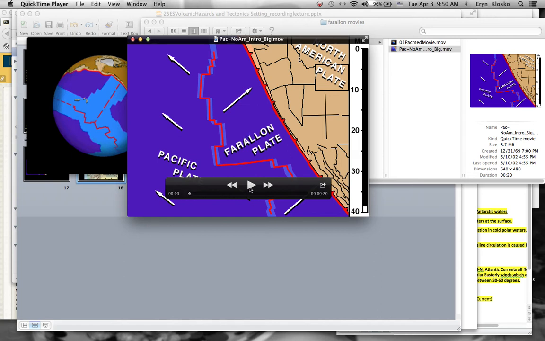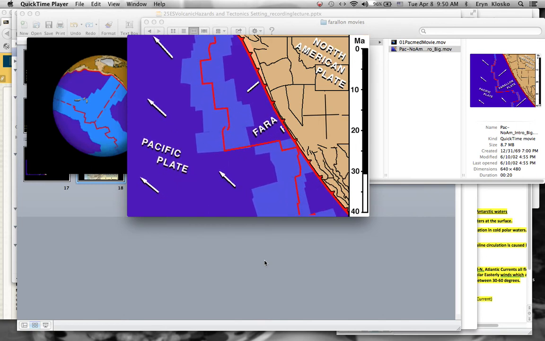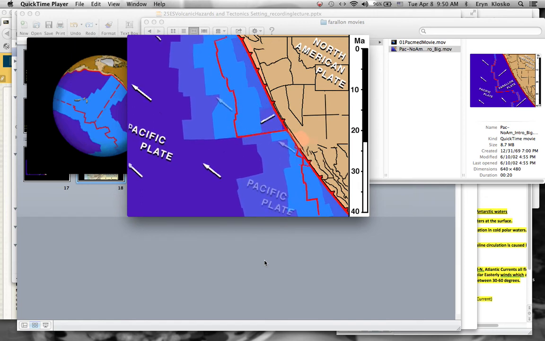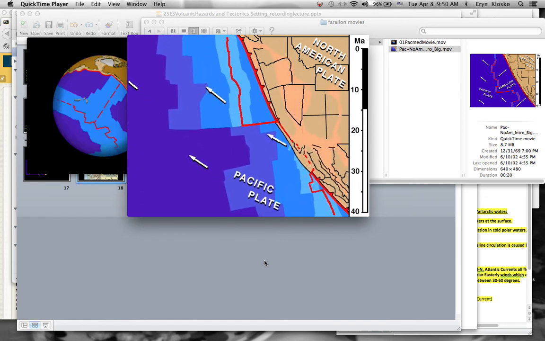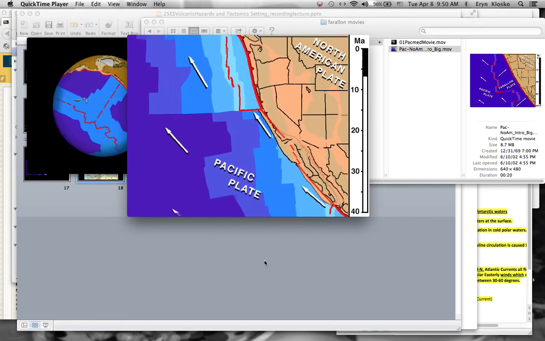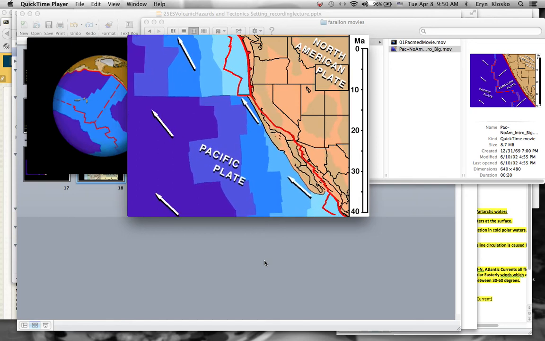If I just play the animation now, the Farallon plate basically subducted faster than it grew at the divergent plate boundary. And so it's shrinking and getting smaller and smaller as time goes on. You might wonder what's going to happen to the future of that plate. Eventually, it's all going to subduct away.